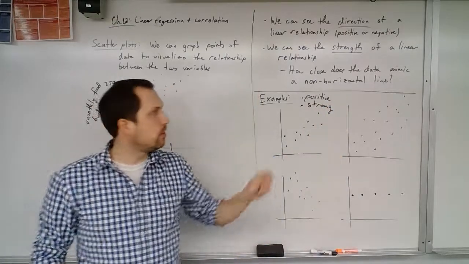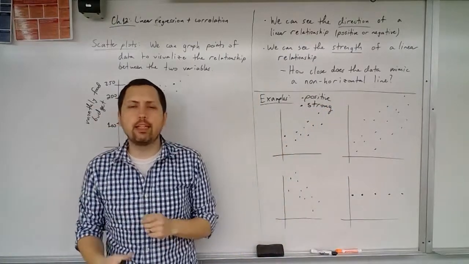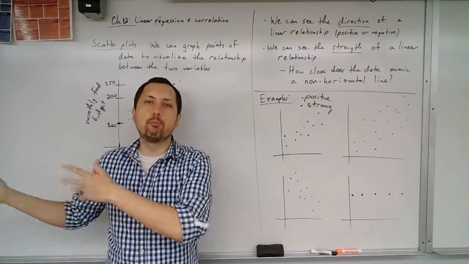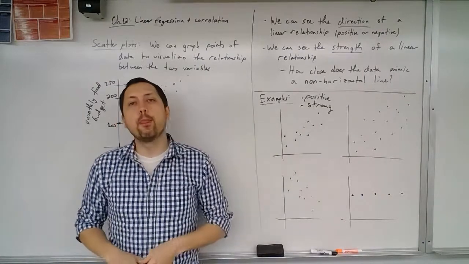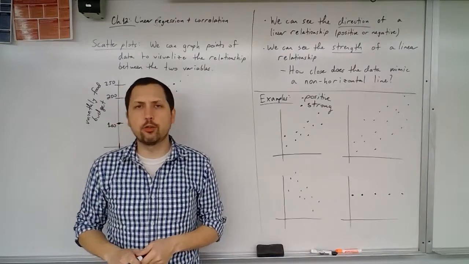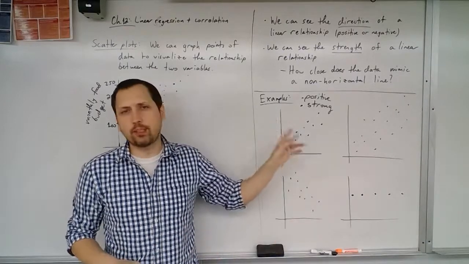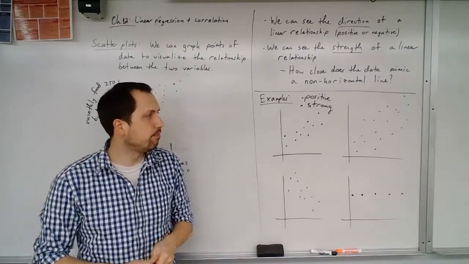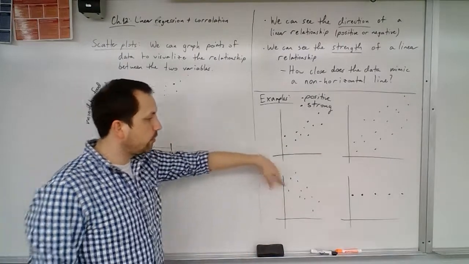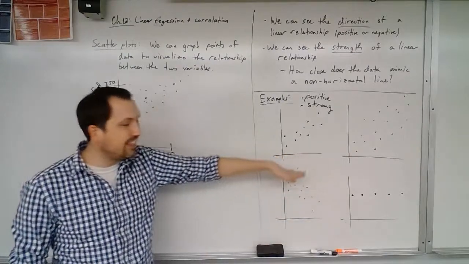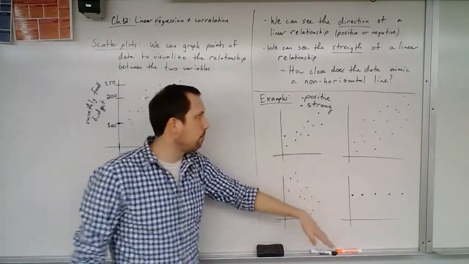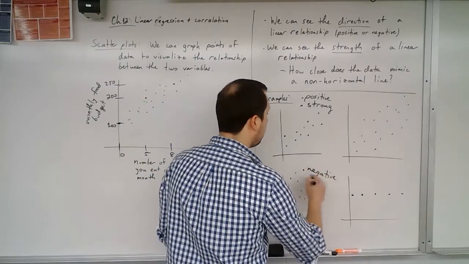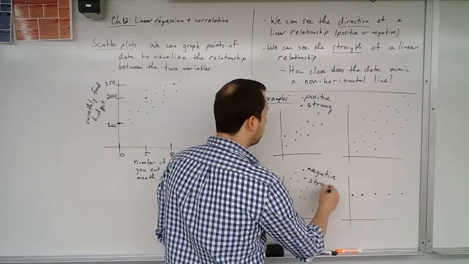Now, when it comes to the strength, sometimes it'll be very clear. Other times, as you understand more and more of statistics, you'll see what is really strong versus weak. There are times in which it might look pretty weak, but still there's a pretty strong relationship taking place. So for this one here, as one increases, the other one's decreasing. So this would be an example now of a negative relationship. And this would also be fairly strong.